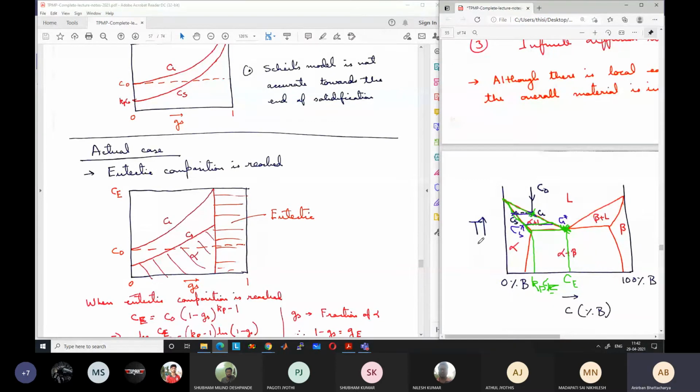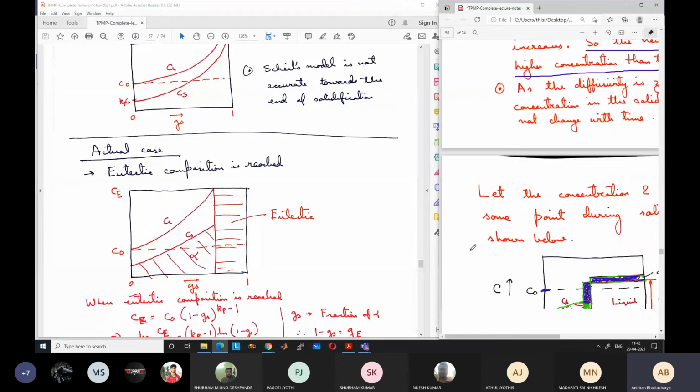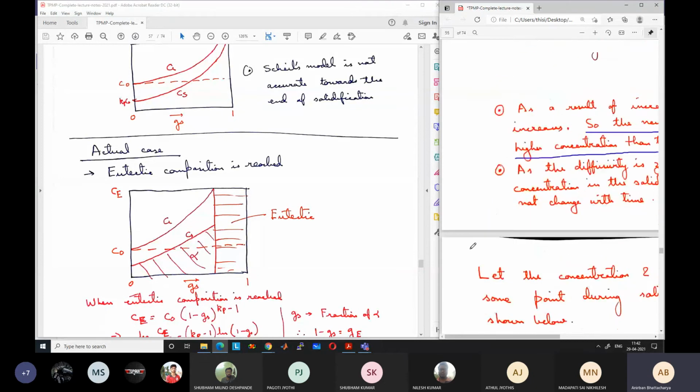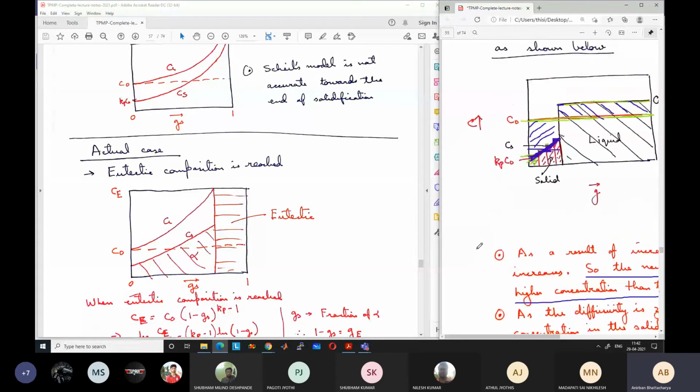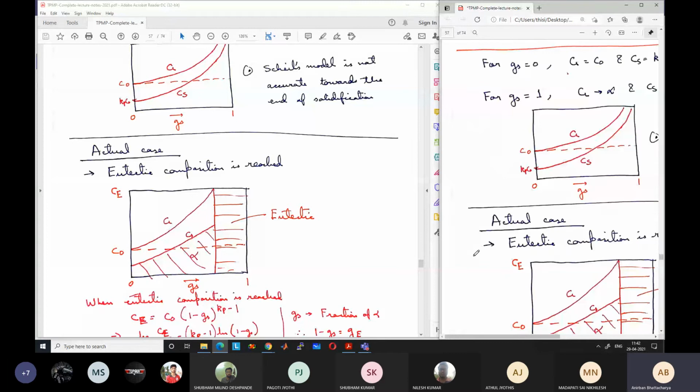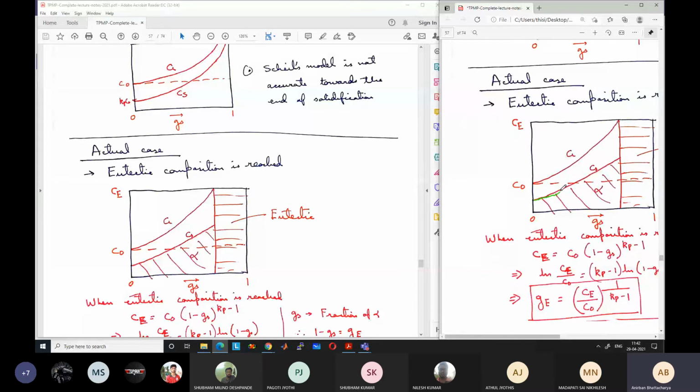I will just draw it here once. The solid concentration will increase from Kp C0 to Kp into Ce, and then there will be a sudden jump in the concentration, and the rest of the solid will solidify at Ce. Because in eutectic solidification there is no partitioning. Whatever was the liquid concentration, the same is the solid concentration, like a pure material. So it increases from Kp C0 to Kp Ce, and then the final solidification occurs at Ce.